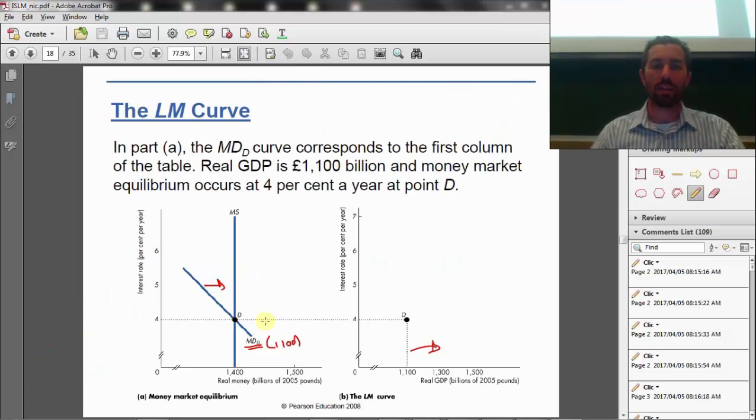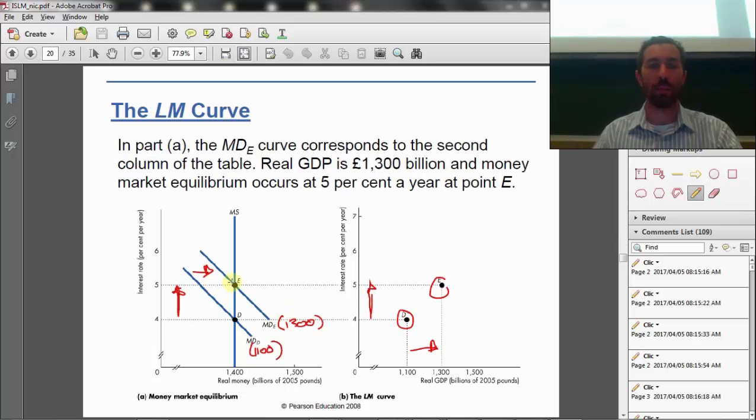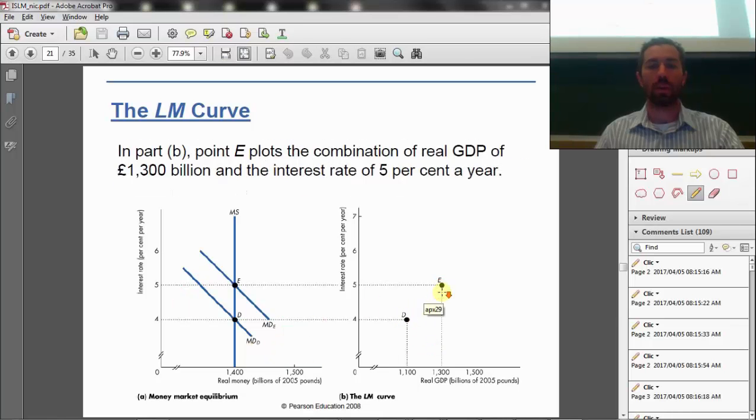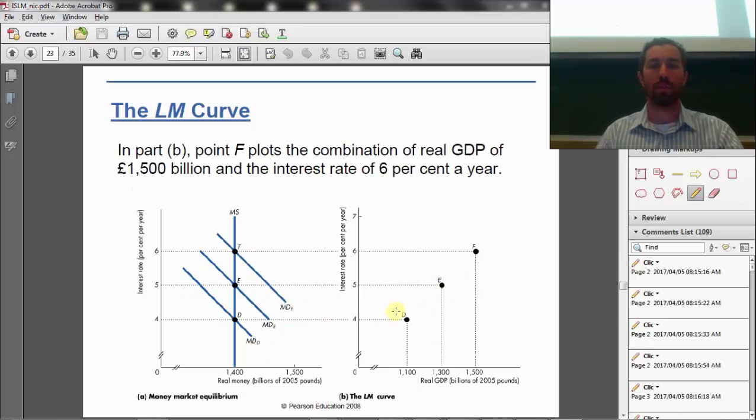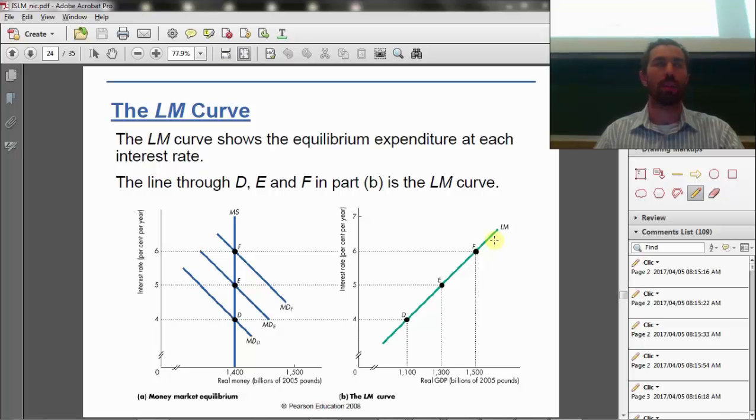So what does that look like as a relationship? As GDP goes up, as money demand shifts to the right, our equilibrium interest rate in the money market increases. So if we're plotting equilibrium real GDP against interest rate from the money market side of things, as real GDP increases, interest rates increase. We can continue plotting this relationship and then joining all our points. We have the LM curve. The LM curve is upward sloping.